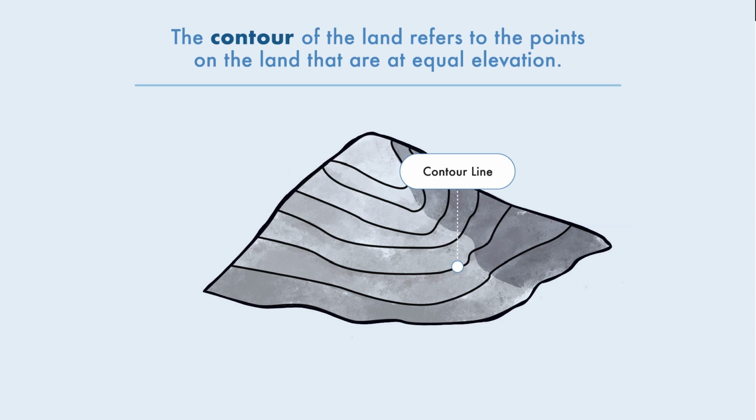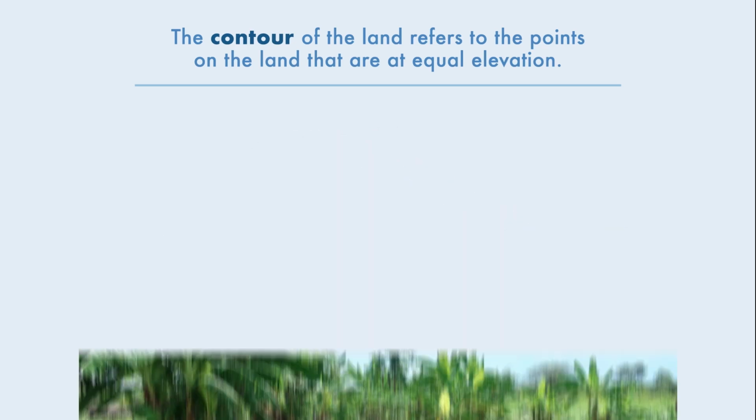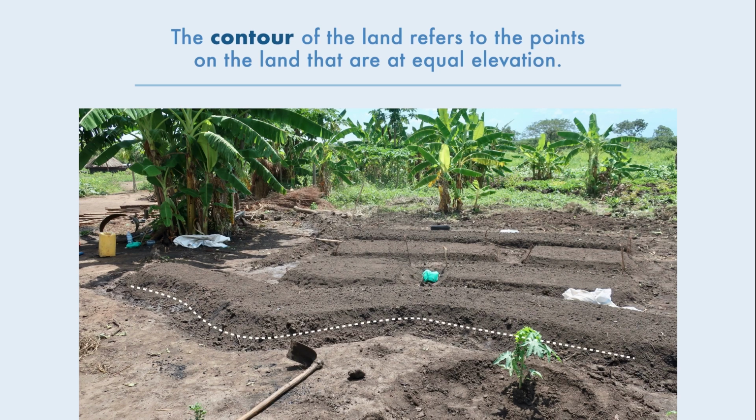Even land that appears to be perfectly flat still contains small contours or points at different elevations that cause water to run in one direction or another when it falls on the surface. Here, you can see an example of what it looks like to work on contour. As you can see, the contour line is not usually a straight line.